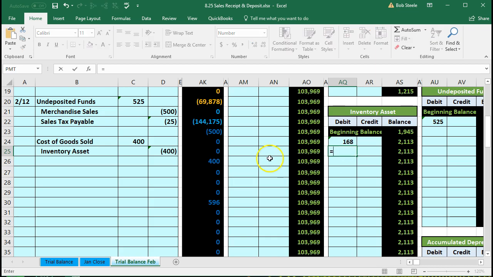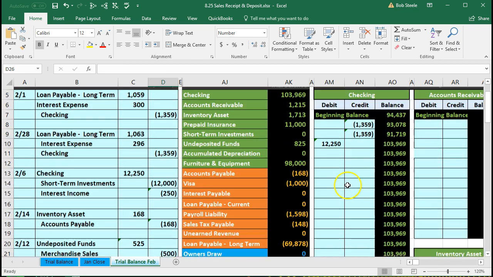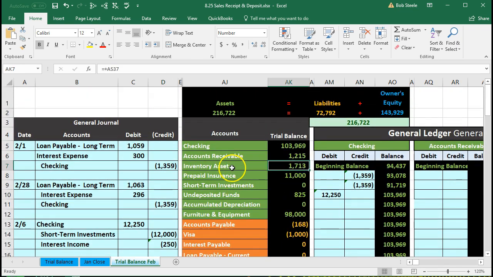We will select equals and point to that 400 on this side. Actually, I'm going to delete that. It should be on the credit side, so we are in AR25. AR25, and then equals, and then point to that 400, bringing the balance down from 2,113 to 1,713. Scrolling back over, we should see that same amount on the trial balance. And as we recall, this is the number that was on the subsidiary ledger that we created from the subsidiary ledger, so that should tie out, or does tie out as well.